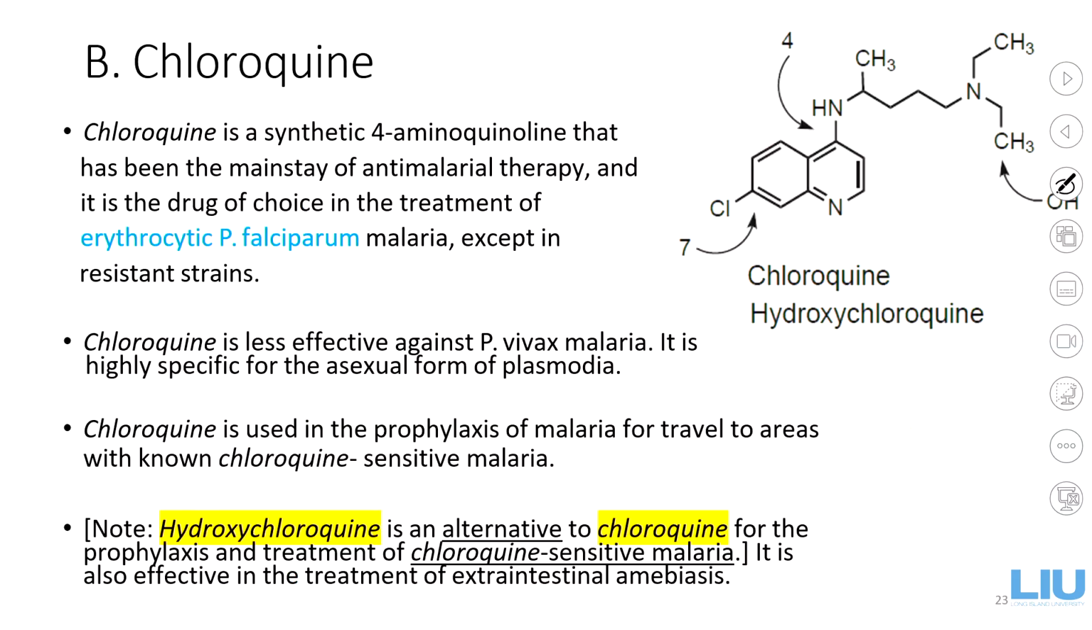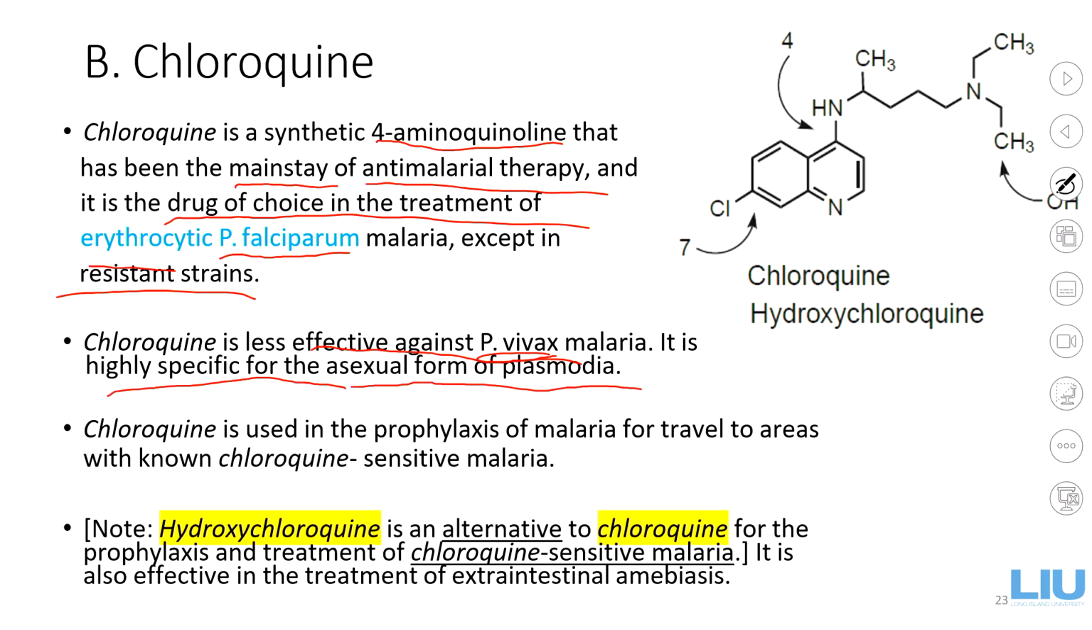Right, let's start with the chloroquine. It's a synthetic 4-aminoquinoline. As we said, it's a 4-substituted aminoquinoline that has been the mainstay of anti-malaria therapy, the drug of choice for treatment of erythrocytic Plasmodium falciparum malaria, except in the case of resistance. Okay, it's less effective against the Plasmodium vivax malaria. It's highly selective for the asexual form of the Plasmodium.